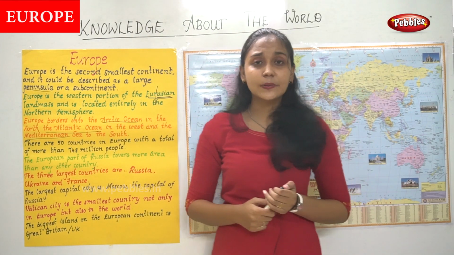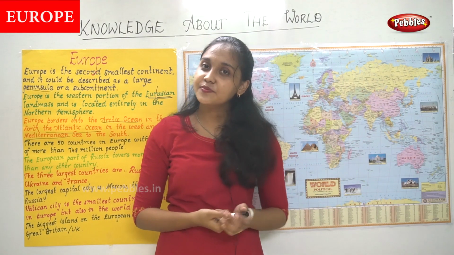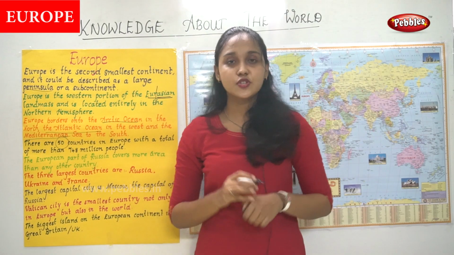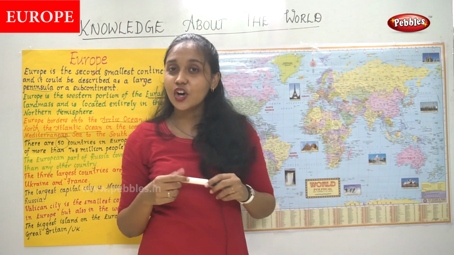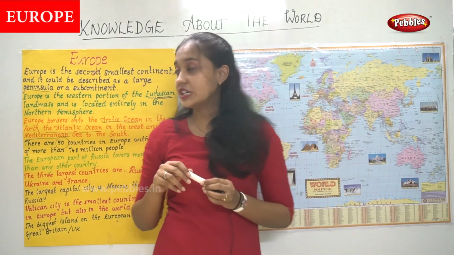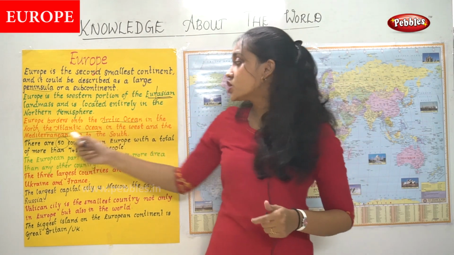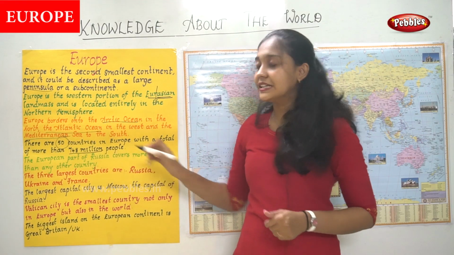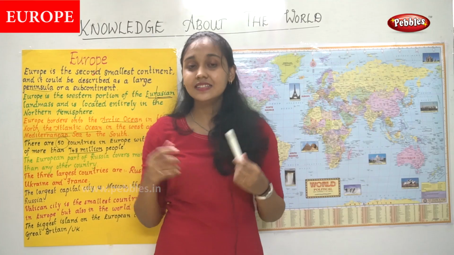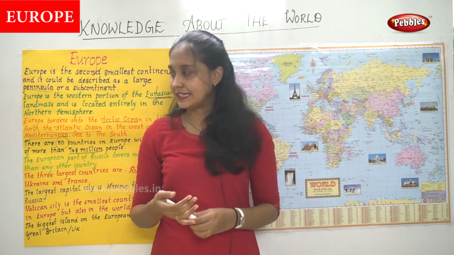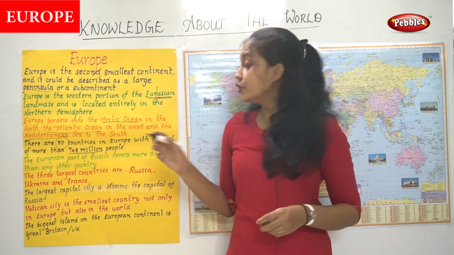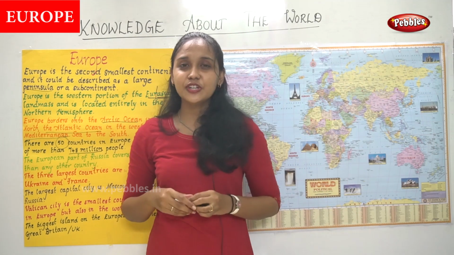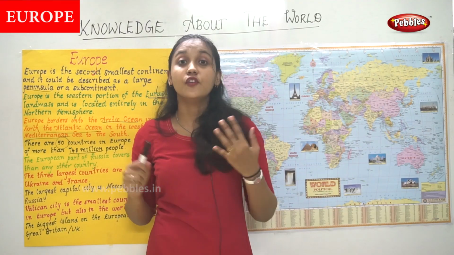Moving to the next one, how many countries are here? There are a total of 50 countries. So how many countries are there in Europe? There are 50 countries with a total of more than 748 million people. That is the population approximately. And then the European part of Russia. Like I told you, a special feature about the country of Russia.